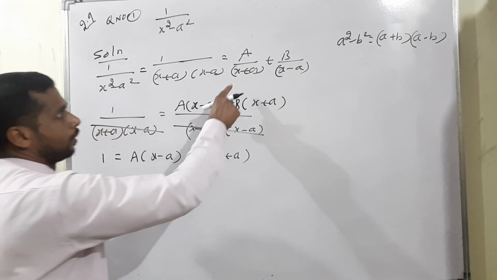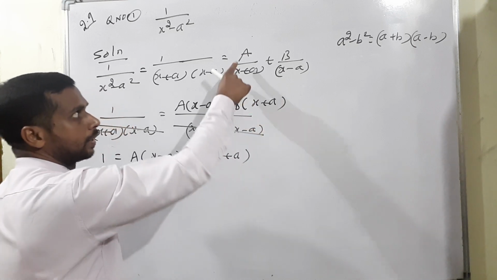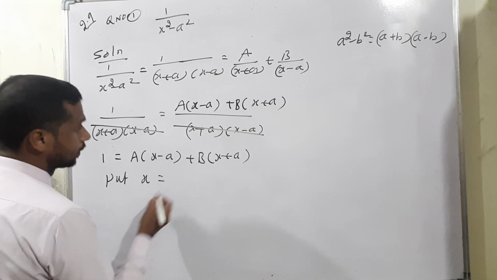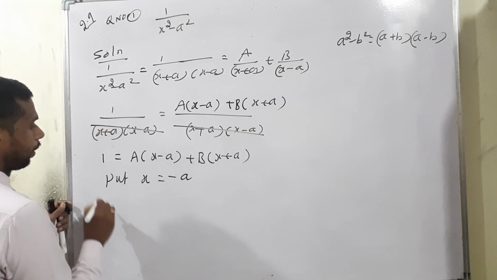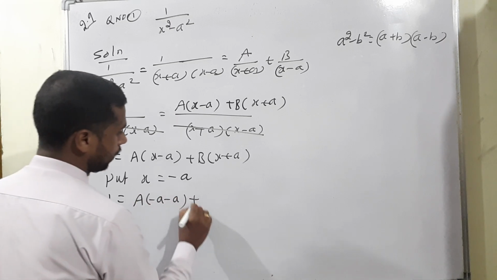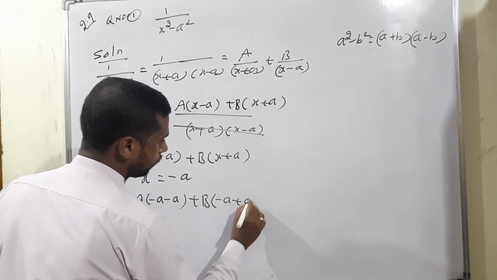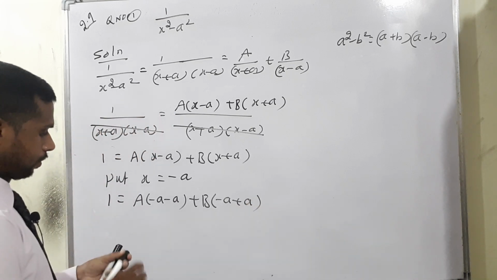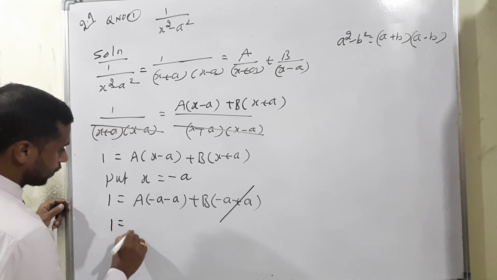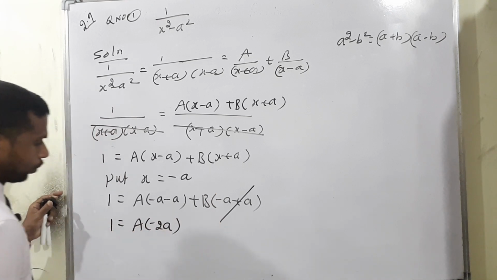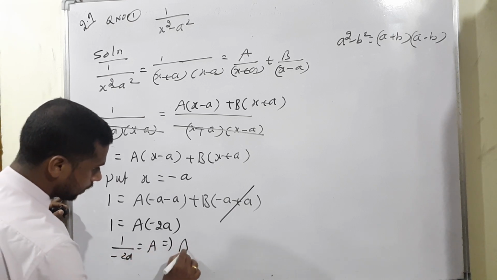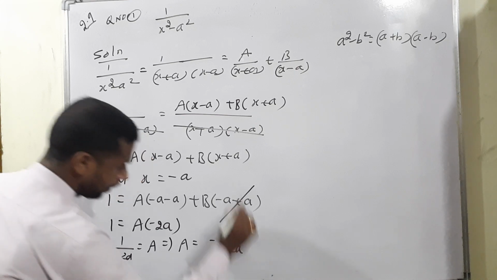Now instead of x, apply negative a, so we can find the value of A. Therefore put x is equal to negative a. What will happen? 1 is equal to A into negative a plus B into negative a plus a. So this completely will be cancelled. Therefore 1 is equal to A into negative 2a. Therefore 1 by negative 2a is equal to A, means A is equal to negative 1 by 2a, the first one.